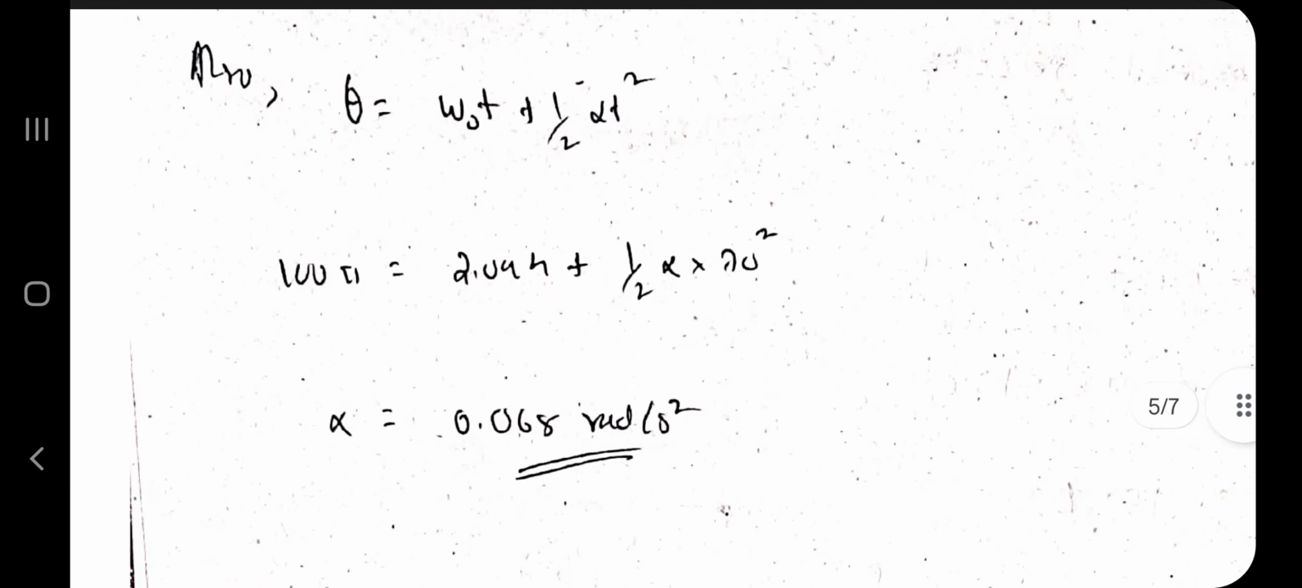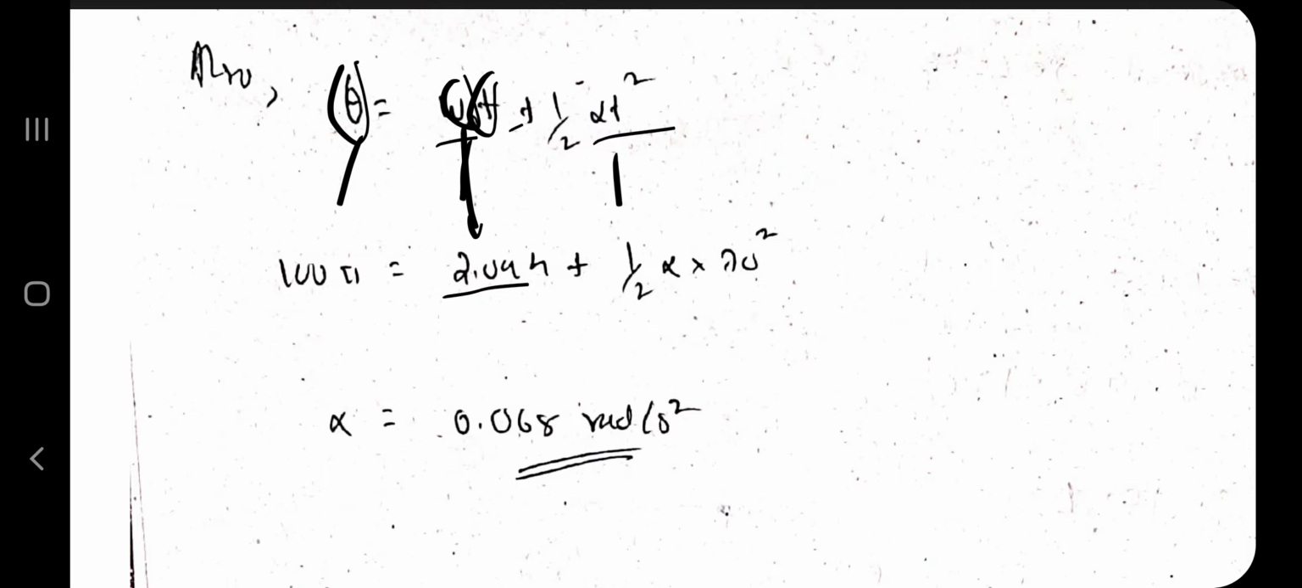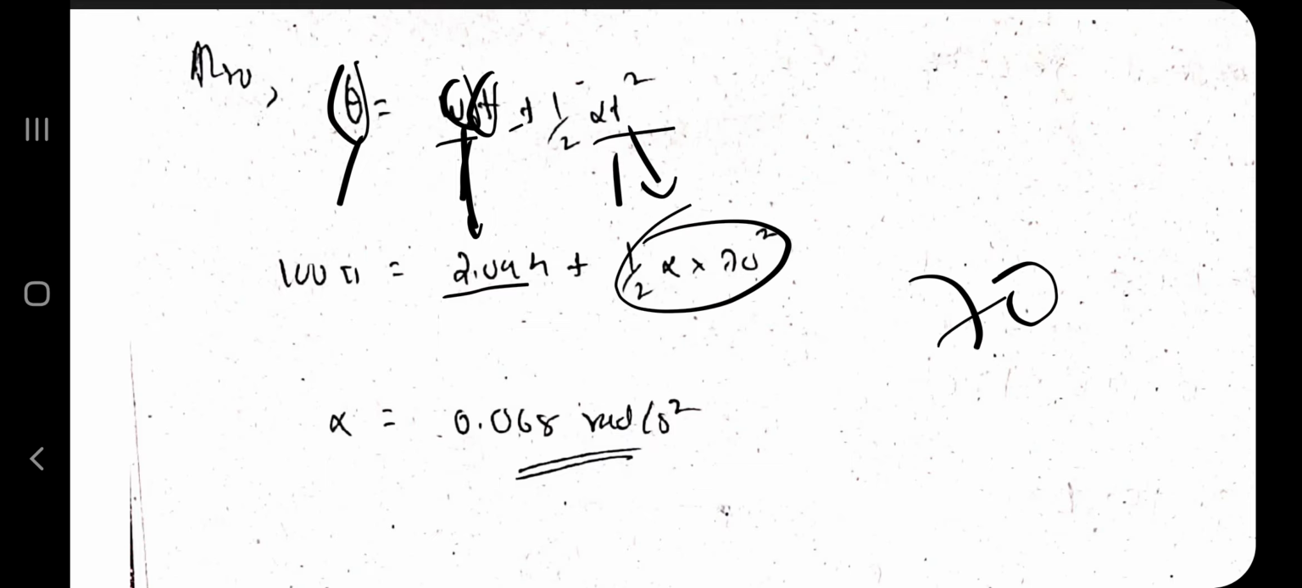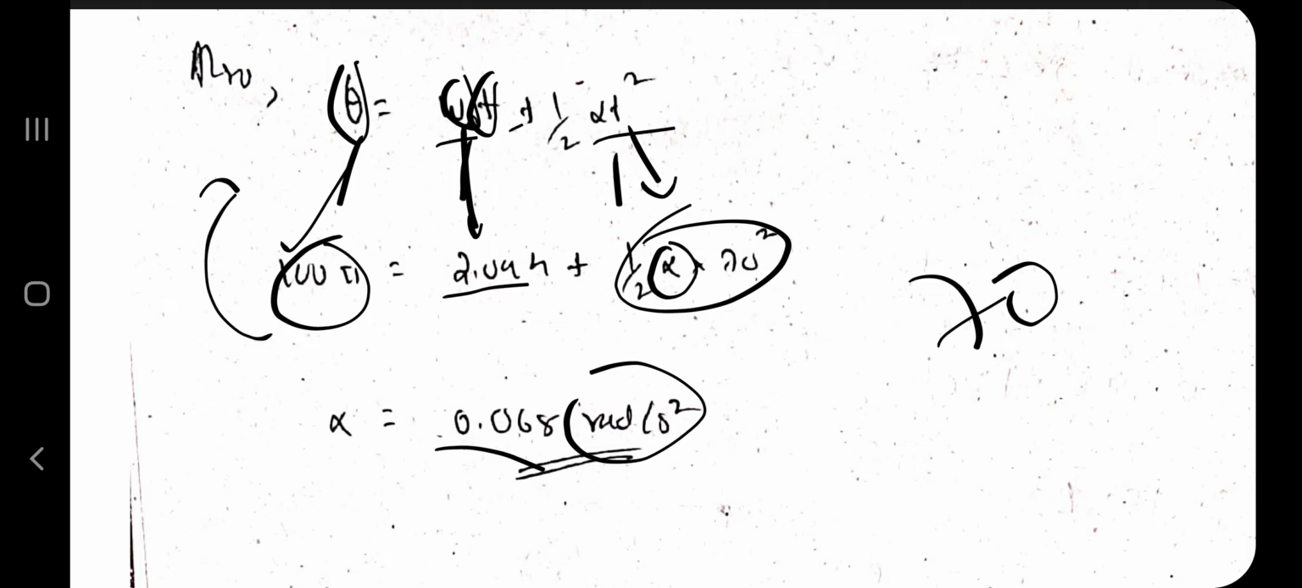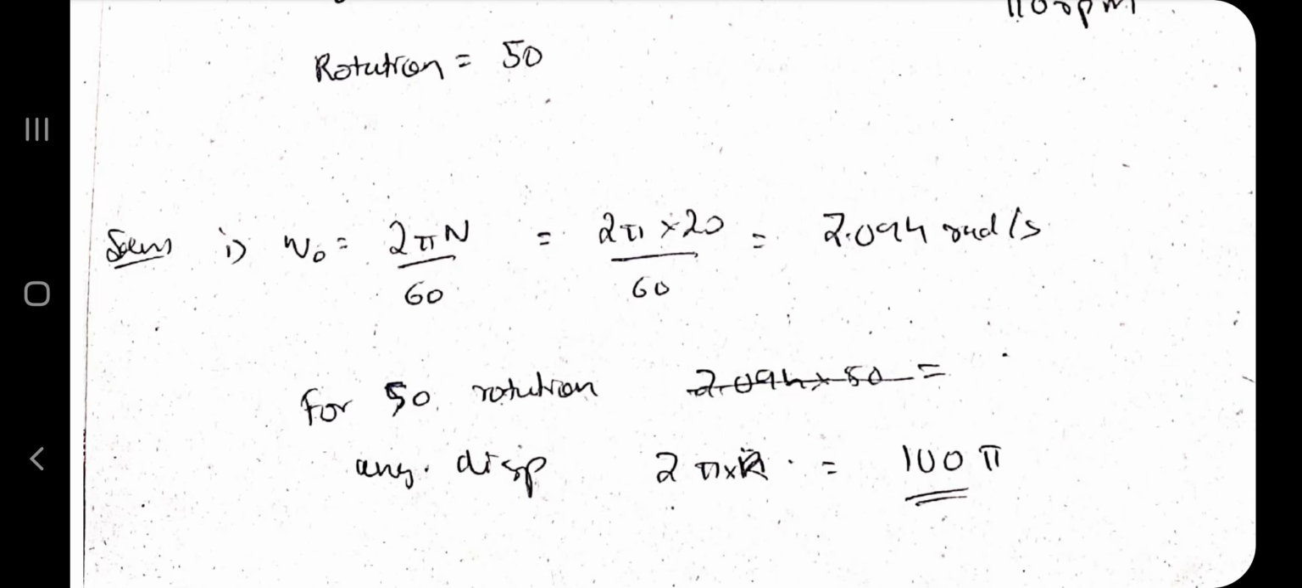Also, theta is equal to, this is nothing but s is equal to ut plus half at square. Here instead of s it is theta because it is angular displacement. We have already found the value of w naught. Substitute the values, multiply with t given as 70 seconds, and here also substitute the values in the same way. This is the total angular displacement, 100 pi, which we found in the previous equation. Just substituting all these values, we get alpha as 0.068 radians per second square. So the formulas are the same, and slight practice is sufficient to solve these types of questions as well.